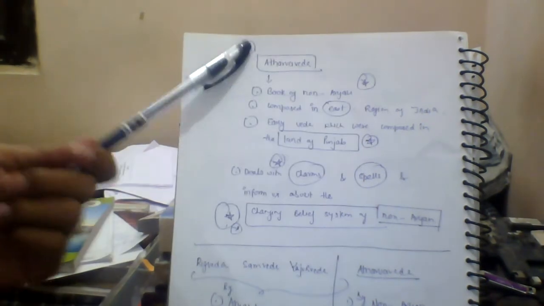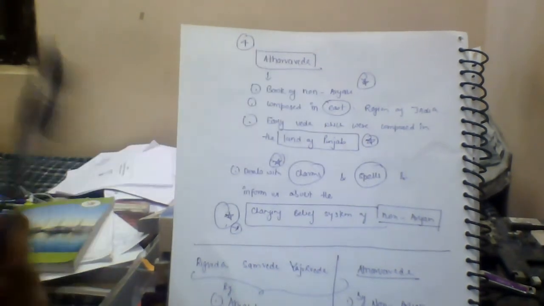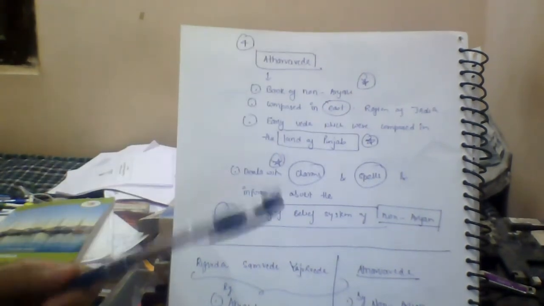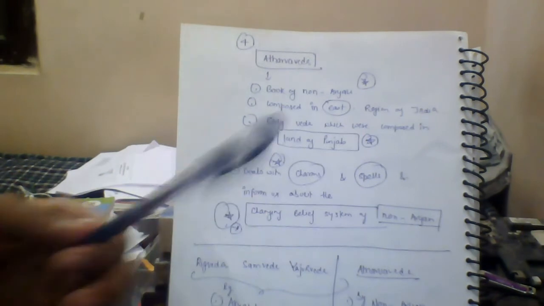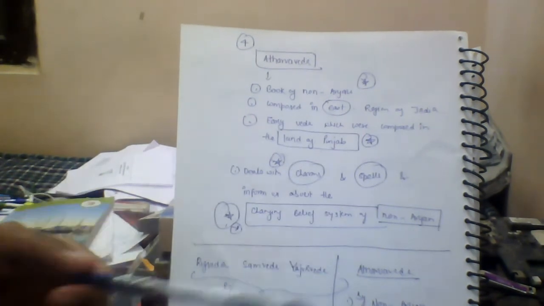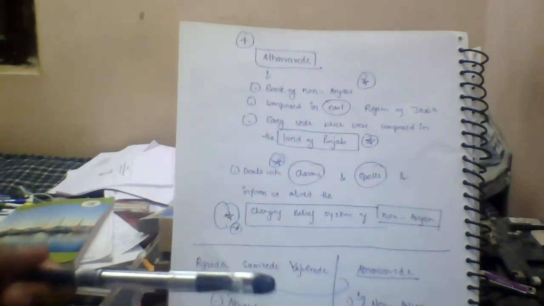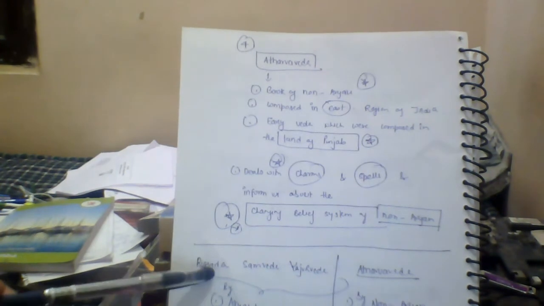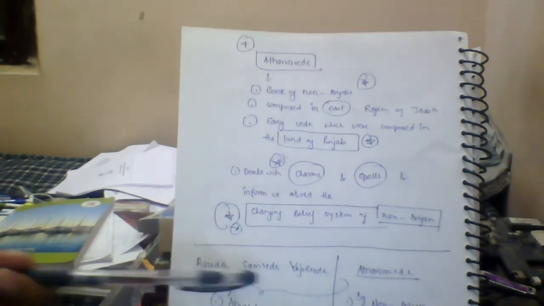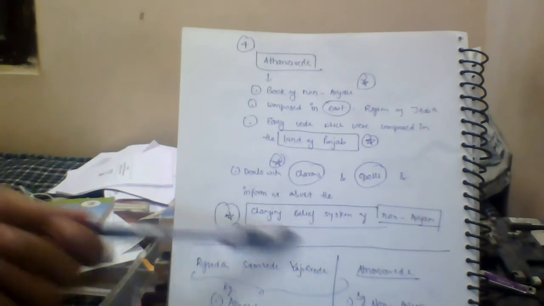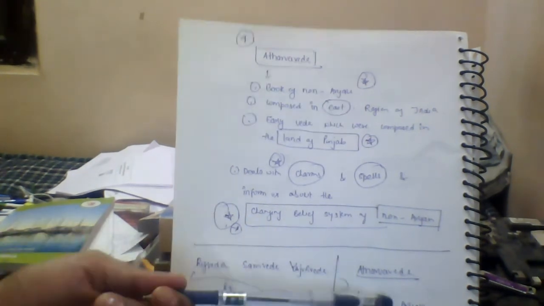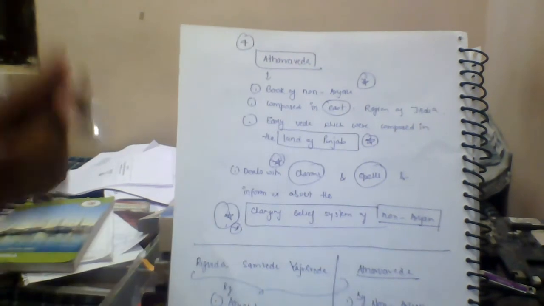The earlier Vedas that we discussed were written in the land of Punjab, but the Atharva Veda, the book of non-Aryans, was composed in the East. That is one important thing. And the second thing is, what does it contain? It deals with charms and spells, and it informs us about the changing beliefs of the non-Aryans, like how time is progressing and changing, so their beliefs are also shifting towards something. So you have to understand that Rigveda, Samaveda and Yajurveda are written by Aryans, and Atharva Veda is a book of non-Aryans. This might also be a probable question in UPSC.